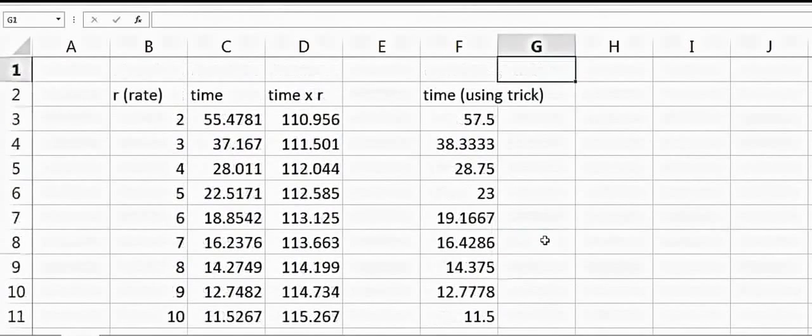If you compare anything, like for 6 years it says 18.85 years, but our trick says 19.16 years. So it is a good approximation. This is very close, it's 11.52, and this is 11.5. So if you use this trick, we don't get the exact number, but we get an approximation for the time it should take, and that could be very handy when you are thinking about different investments, and you want to get a quick sense, or get quick numbers in your mind.